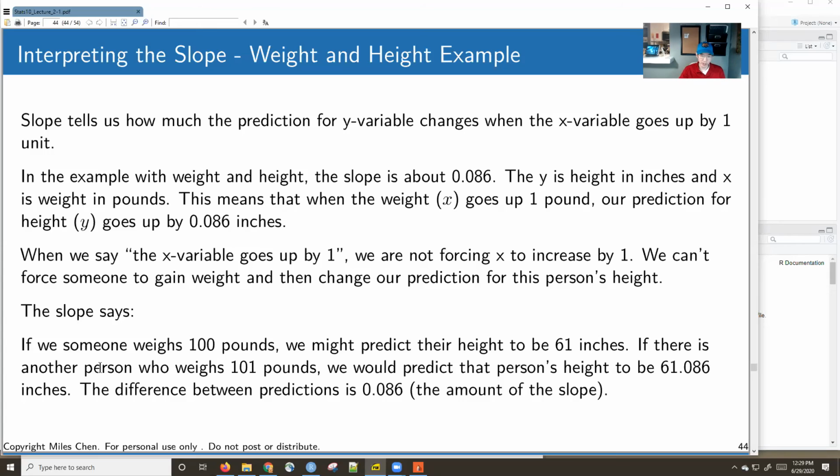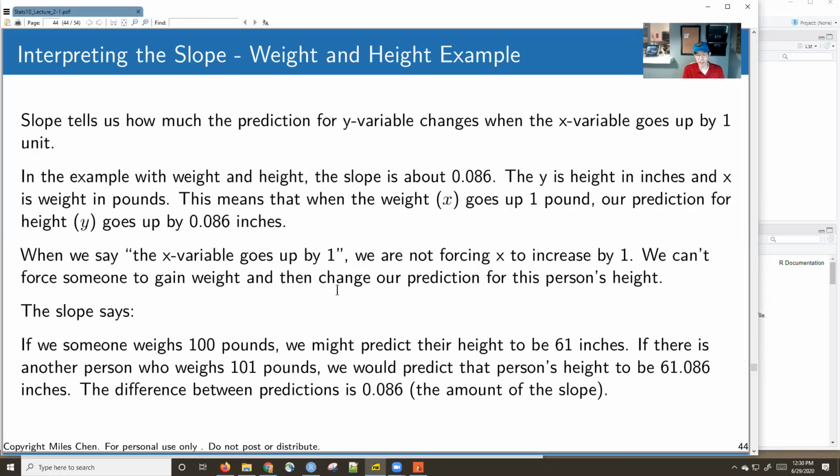So if somebody weighs 100 pounds, maybe we predict their height to be 61 inches. I'm making that up, right? If there's another person that weighs 101 pounds, then we predict that person's height to be 61.086, okay? Our prediction has gone up by 0.086, which is the amount of the slope. That's what this interpretation means: every time x goes up by 1, our prediction goes up by the amount of the slope.